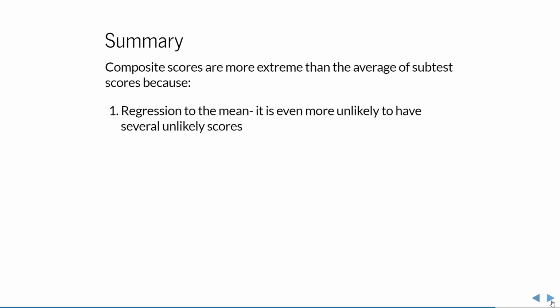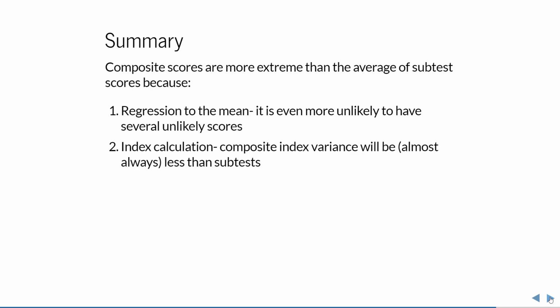So let's summarize. We went over a few different ways to explain and understand why composite scores are more extreme than just the average of those individual subtests that comprise that composite. We looked at, number one, regression to the mean. It's even more unlikely to have several unlikely scores. One unlikely score is not as unlikely, but several is more unlikely that those all are occurring. And so that makes that composite score even more unlikely, even more extreme.